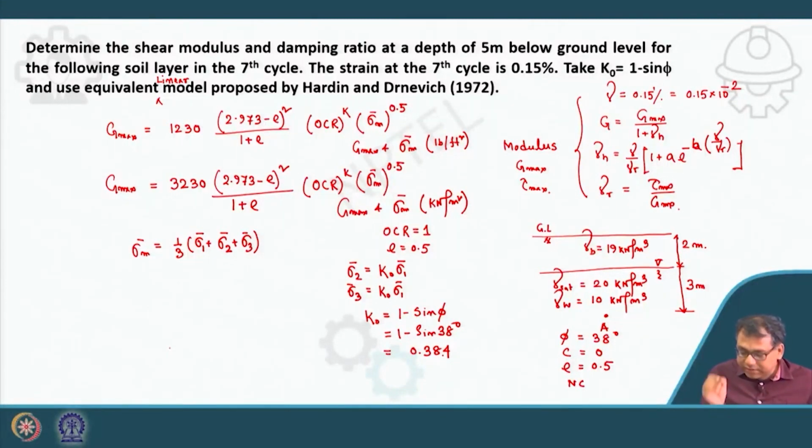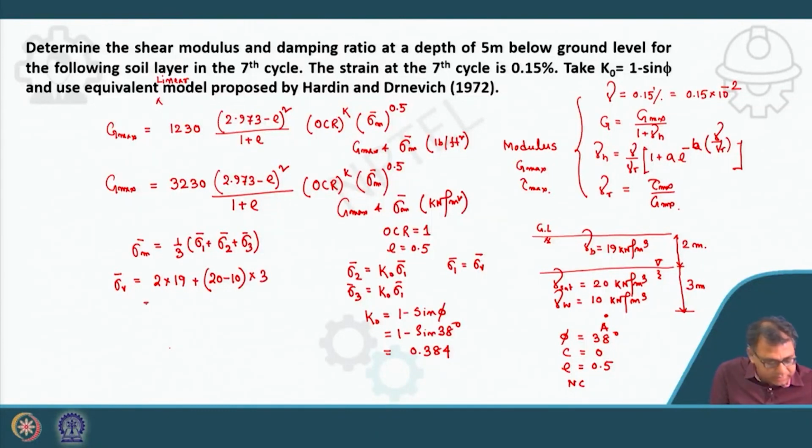Okay. Now what is sigma 1 bar? That is basically sigma V bar, the vertical effective overburden pressure. Let me determine the sigma V bar. How much is it at 5 meters? It is the effective overburden pressure. So above the water table it is 2 into 19, and then below the water table it is 20 minus 10, submerged unit weight you have to consider, into 3. So that is equal to 68 kilonewton per meter square.